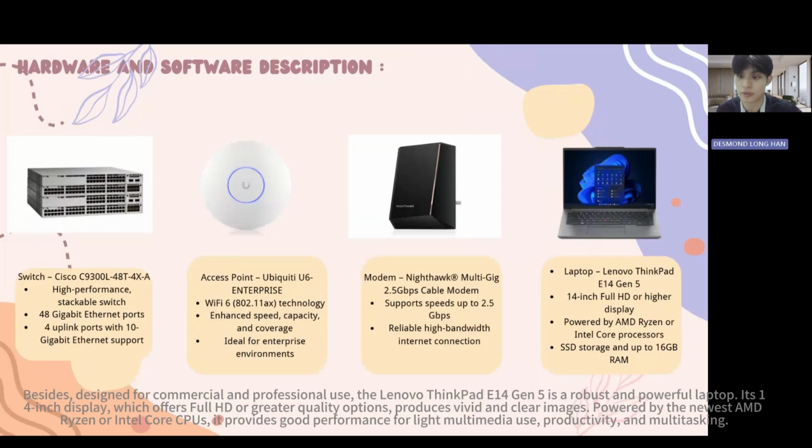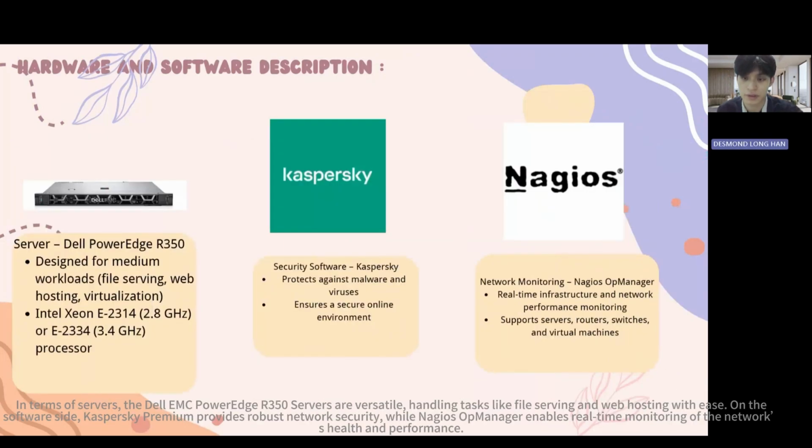Besides, designed for commercial and professional use, the Lenovo ThinkPad E14 Generation 5 is a robust and powerful laptop. Its 14 inch display, which offers Full HD or greater quality options, produces vivid and clear images, powered by the newest AMD Ryzen or Intel Core CPUs. It provides good performance for light multimedia use, productivity, and multitasking. In terms of servers, the Dell EMC PowerEdge R350 servers are versatile, handling tasks like file serving and web hosting with ease. On the software side, Kaspersky Premium provides robust network security, while Nagios OpManager enables real-time monitoring of the network health and performance.